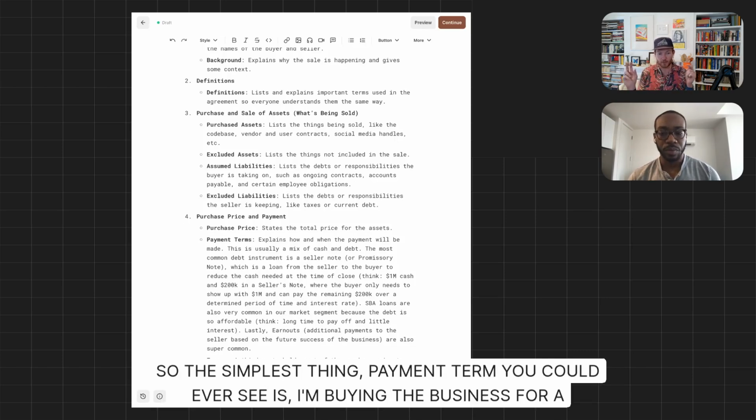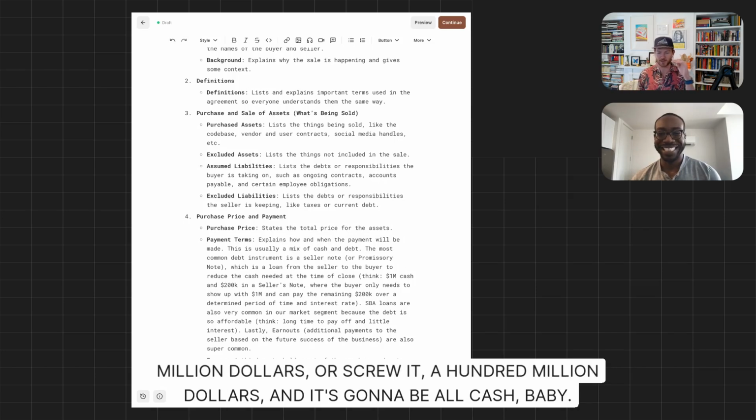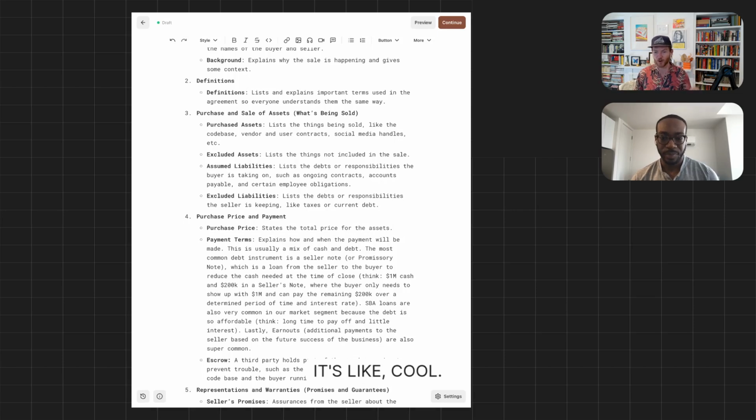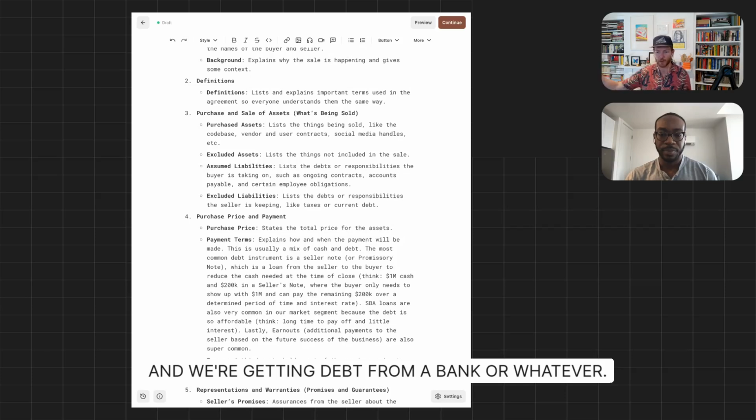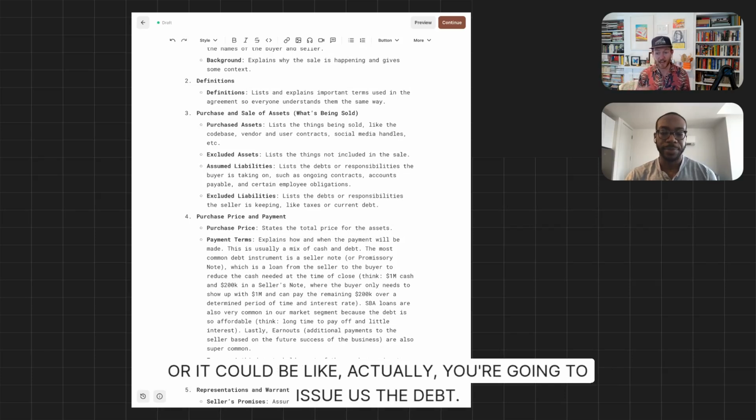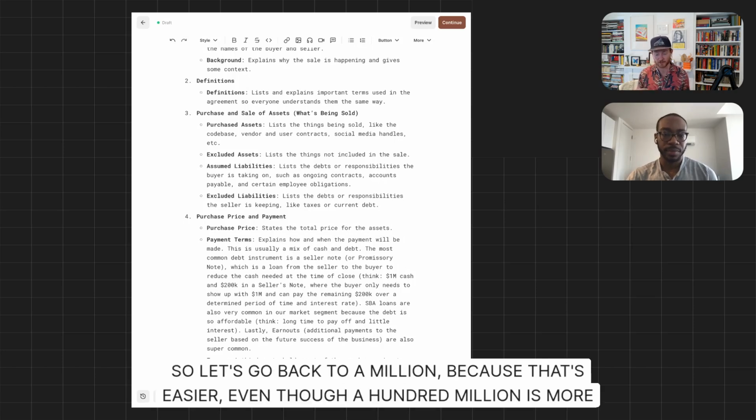So the simplest payment term you could ever see is, I'm buying the business for $1 million, or screw it, $100 million, and it's going to be all cash. Next one is, I'm going to do $100 million and $50 million of it's going to be debt, and we're getting debt from a bank or whatever. Or it could be that you're going to issue us the debt, and this is called a promissory note. So let's go back to $1 million because that's easier.